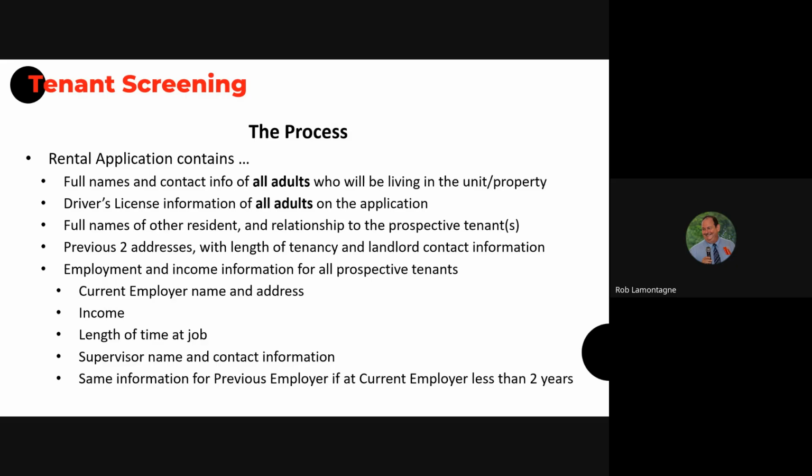So it should contain the full names and contact info of all adults who will be living in the property. It should have the driver's license information of all adults on the application. It should have the full names of other residents and the relationship to the prospective tenants. You are looking to find out how many people are intended to be living in the property.